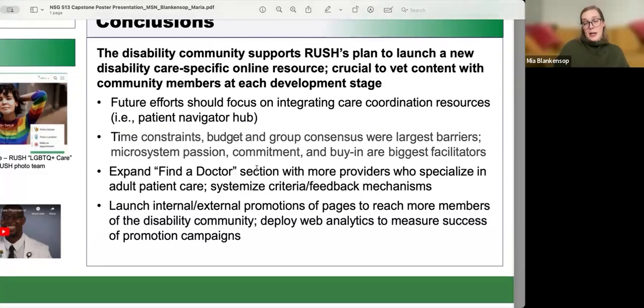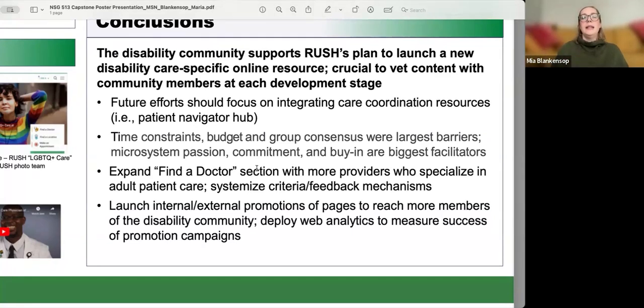We just launched the Disability Plus Care webpage this year. I believe, when did we launch it? I want to say in August of this year. So we do not yet have web analytics to measure success from that standpoint of this webpage. We're hoping to do that coming up.